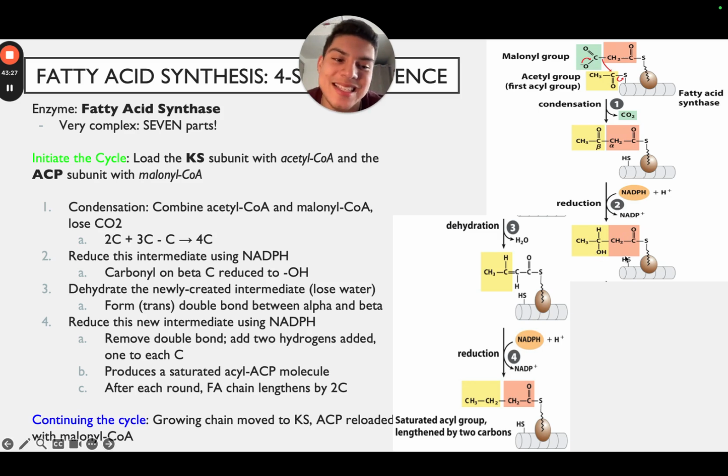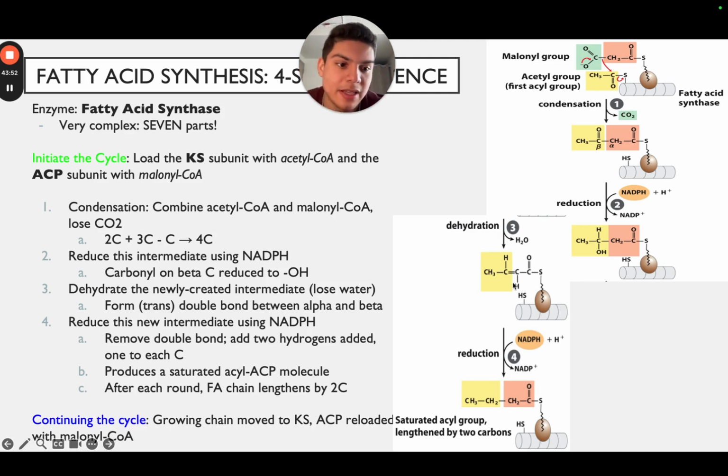But I want to emphasize that instead of going in the oxidation direction, like in beta oxidation, we're going in the reduction direction. So that's the conclusion of step 2. And what ends up happening in step 3 is we're going to dehydrate this molecule. So that OH and the H from the adjacent carbon are going to come together to form water, and that's going to leave. And we're going to have this double bond form in place. And again, this is the opposite direction of beta oxidation.